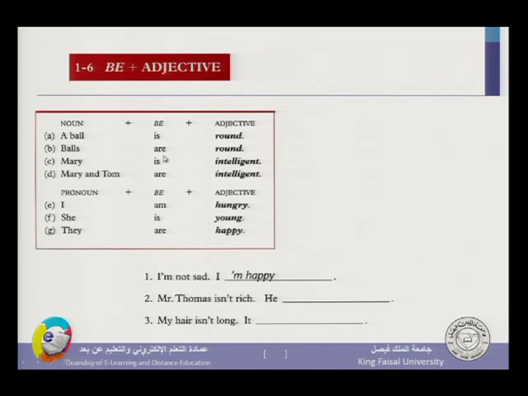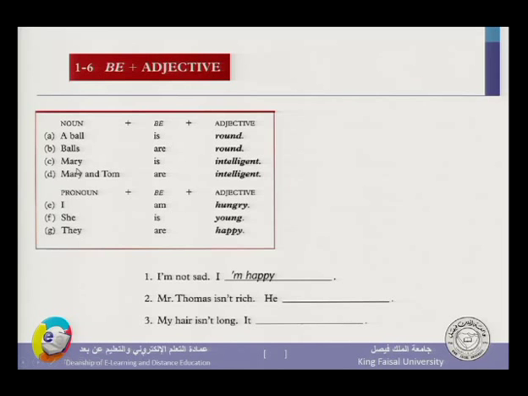Balls, plural, then we should use are. But I don't say rounds here, just round. We do not make adjectives plural as in Arabic. In Arabic we can make adjectives plural, but in English it's always in just one form. If the noun is singular, like a ball, one ball, we say round. Balls, plural, we say round as well.